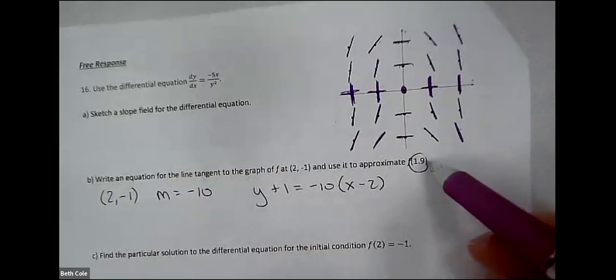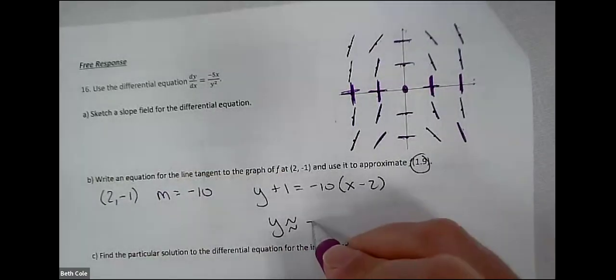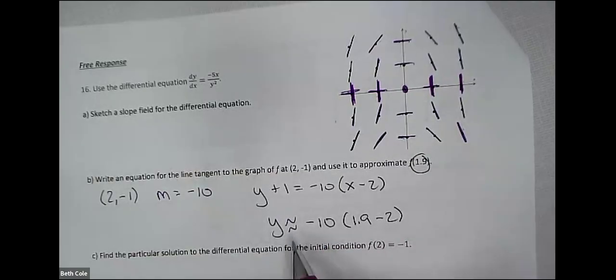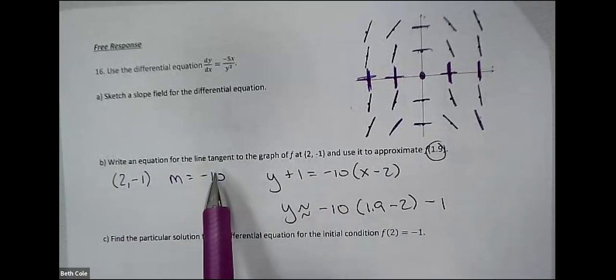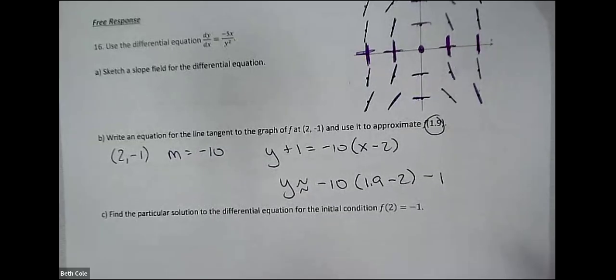And then we want to plug in 1.9 for x and get y by itself. So y is approximately negative 10. Then we're going to plug in our 1.9. And then to get the y by itself, you just have to subtract that 1 to the other side. I would like to see nobody miss that. That's super easy. You plug in these numbers to get your slope. You write an equation, and then you plug in the number you're approximating. That's all there is to that.